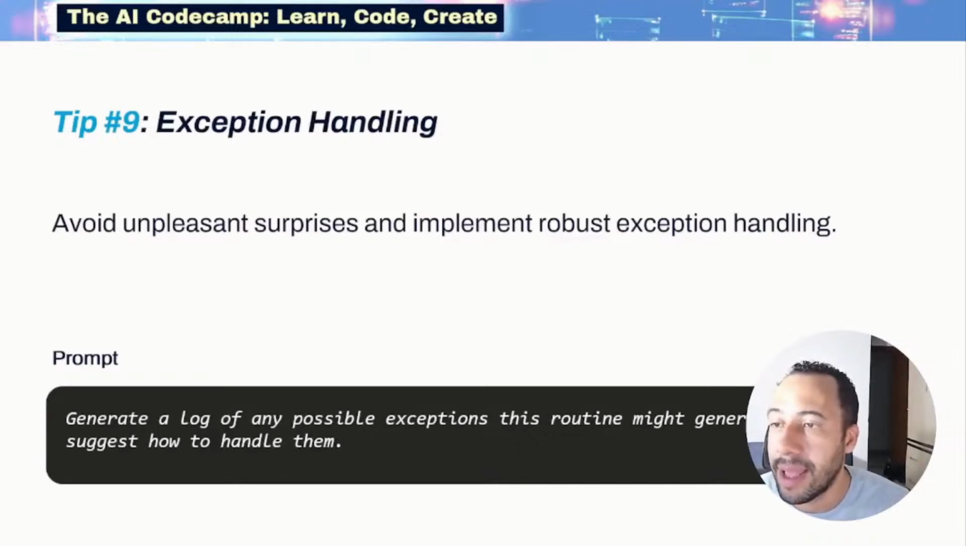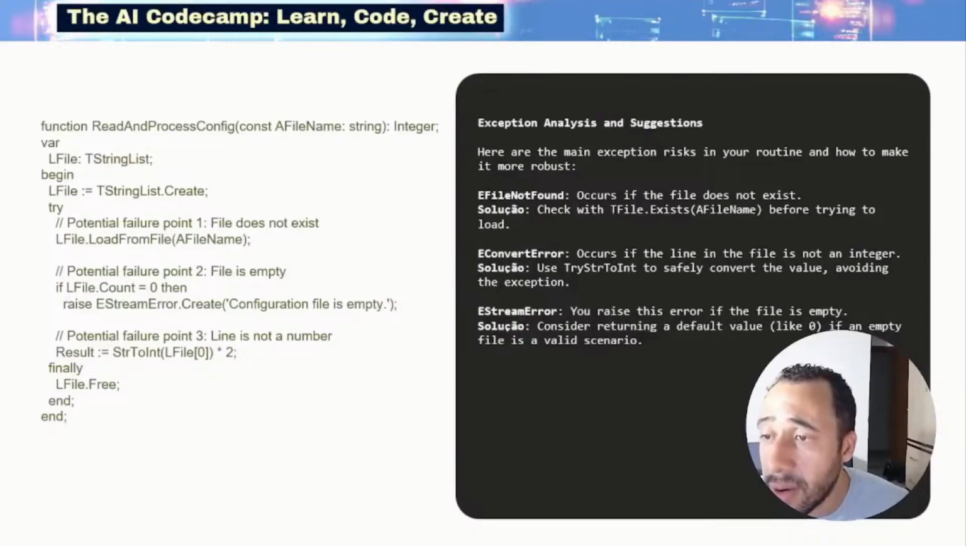Tip 9. Exception handling. Ask the AI to identify exceptions within your procedures and functions, and to provide suggestions on how to handle them. From string conversions to file access, AI assists you in writing more robust code.